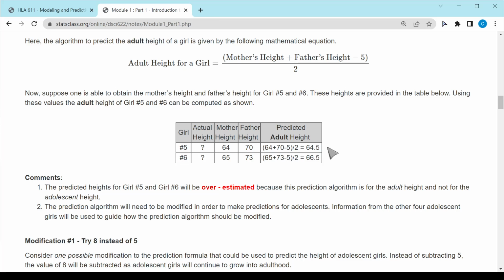The parents of girl number 6 are slightly taller here. The mother is 65 inches tall, the father is 73. So using that same formula, I'm going to predict girl number 6 to be 66.5.